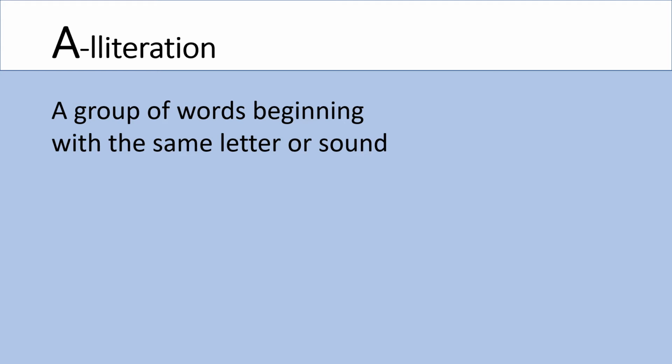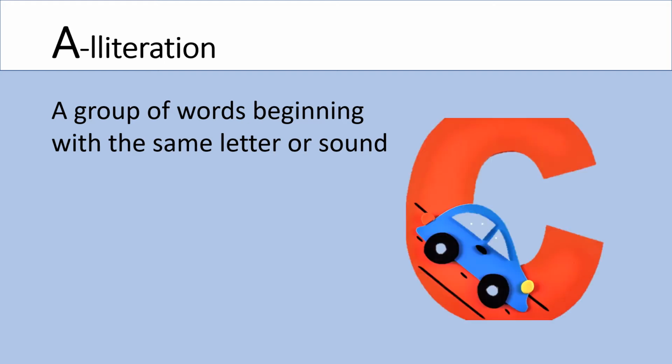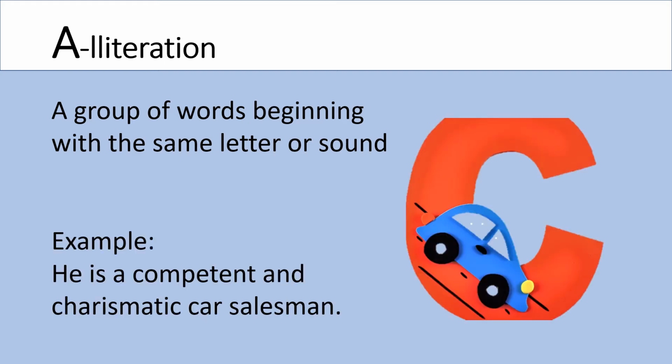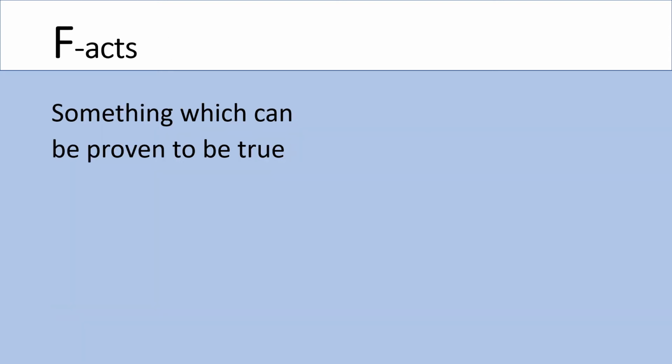Alliteration. When you put a group of words together with the same letter or sound within them. Let's have a look at an example. He is a competent and charismatic car salesman. So the effect here is it can bring the reader's attention to this particular information that you've used, and that can help you when you're trying to persuade them if you want to emphasize a particular part of the text.